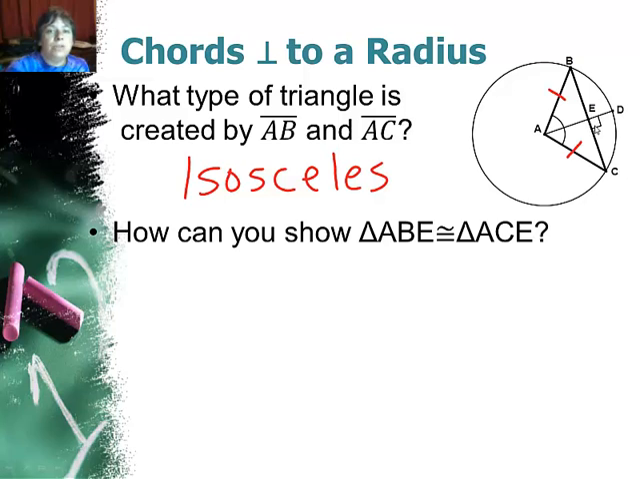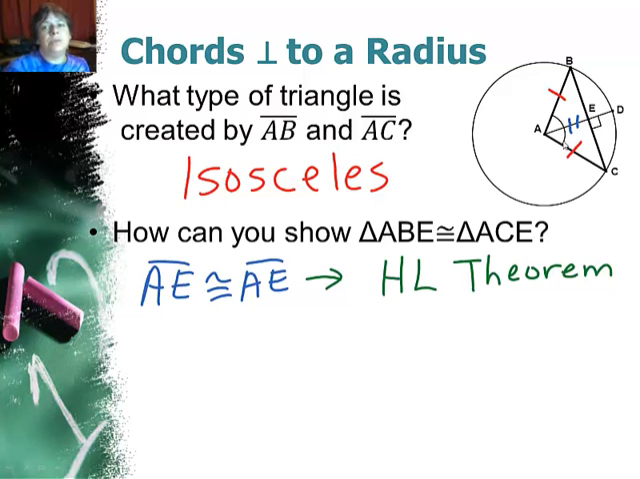Now, how am I going to show that ABE is congruent to ACE? Well, I do know that there's a right angle because we said the chord creates a right angle with the radius. It's perpendicular, which means that's a right angle, the other one's a right angle. And I know that this segment is congruent to itself. AE is congruent to AE. Well, that means that this is a right triangle, there's the hypotenuse, there's the leg, there's the hypotenuse, there's the leg. So these two triangles are congruent by the hypotenuse-leg theorem.